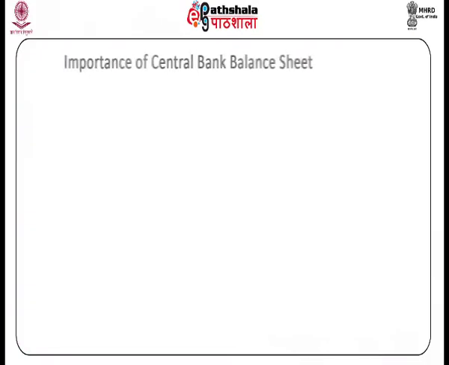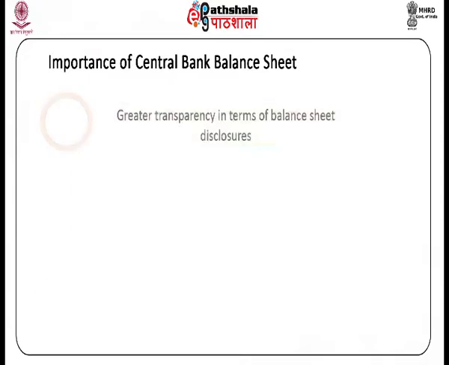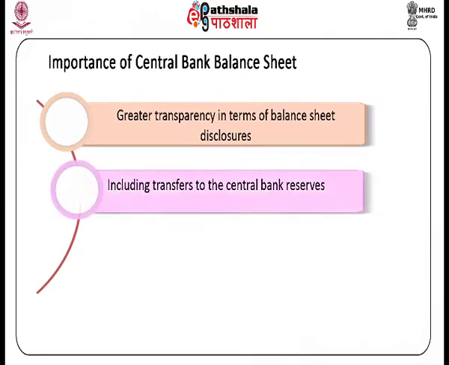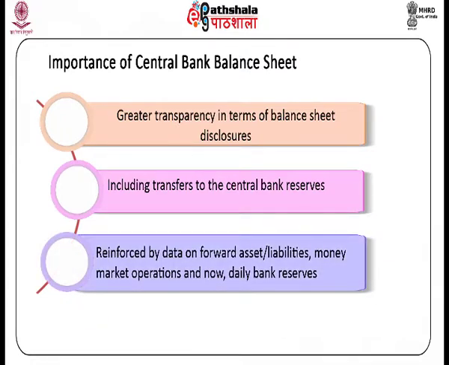In view of the growing importance of the strength of the central bank balance sheet with financial liberalization, these practices have been further tightened in the 1990s. This has been accompanied by greater transparency in terms of balance sheet disclosures, including prior commitment to certain balance sheet allocations, such as the transfers to the central bank reserves. This is reinforced by data on forward asset liabilities, money market operations, and now daily bank reserves.